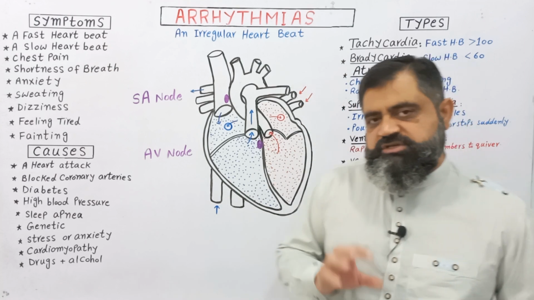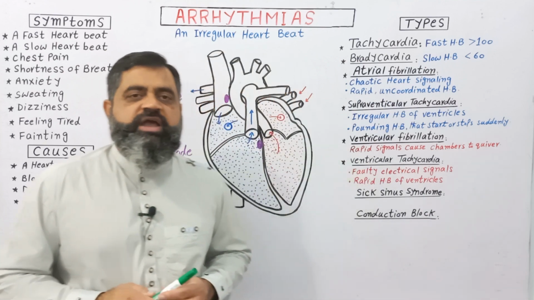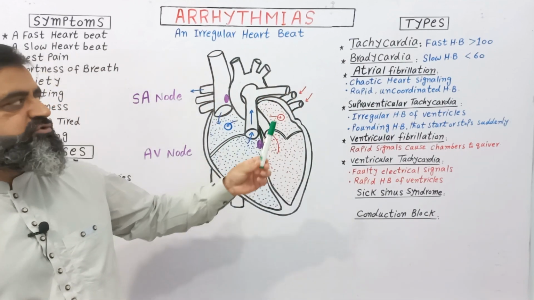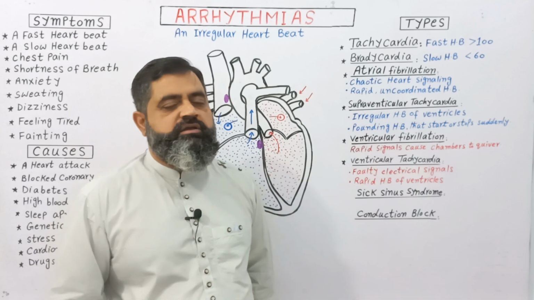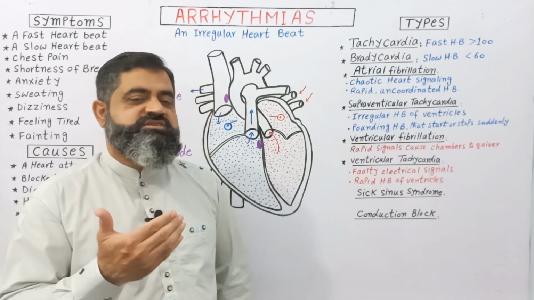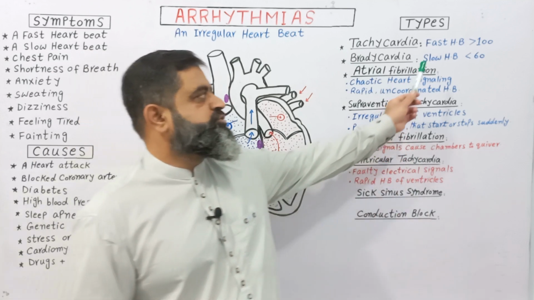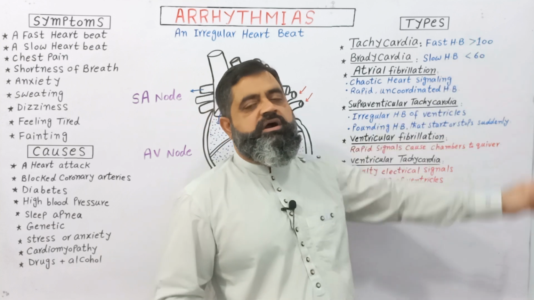Now we are going to discuss some important types of arrhythmias. There are different types of arrhythmia. Number one is tachycardia. Tachycardia means fast heartbeat, which is usually more than 100 heartbeats per minute.